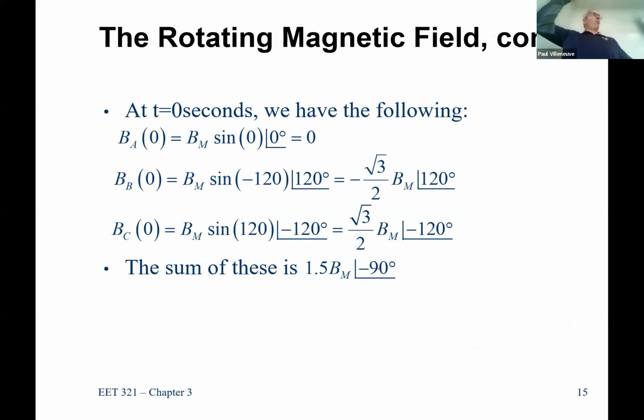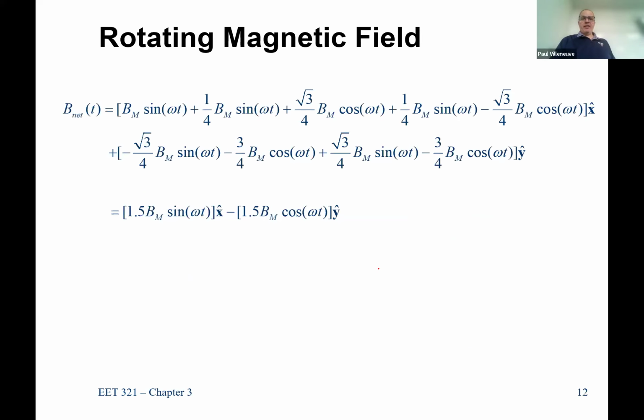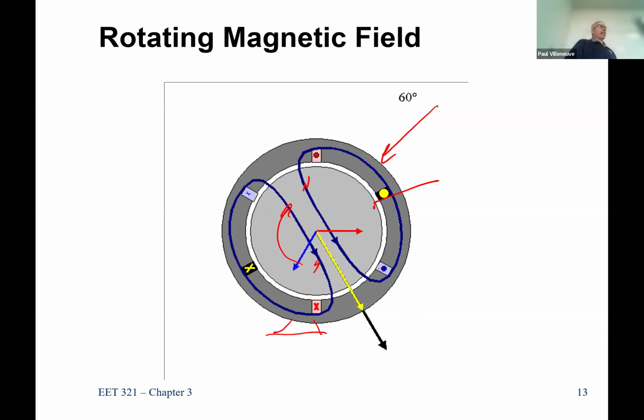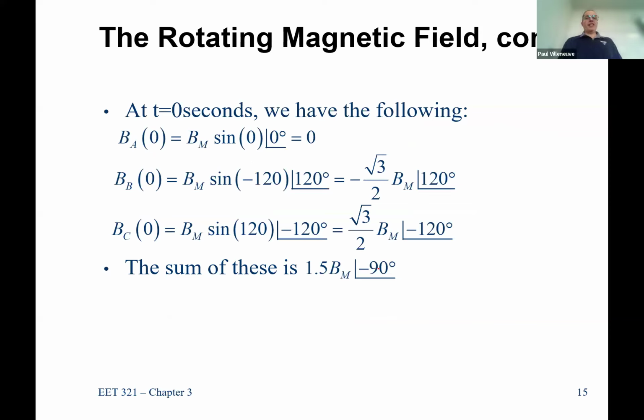So let's walk through the process of what ends up happening. When we had A and B the previous way, we ended up with rotation like this, in a counterclockwise direction. Let's see if anything has changed. We run it at t equals 0, and our current is at 0 degrees. We take sine of 0, which is 0, sine of minus 120, which is negative square root of 3 over 2, B sub m at an angle of 120, and B sub C, B sub m sine of 120 degrees at an angle of minus 120 equals that value.